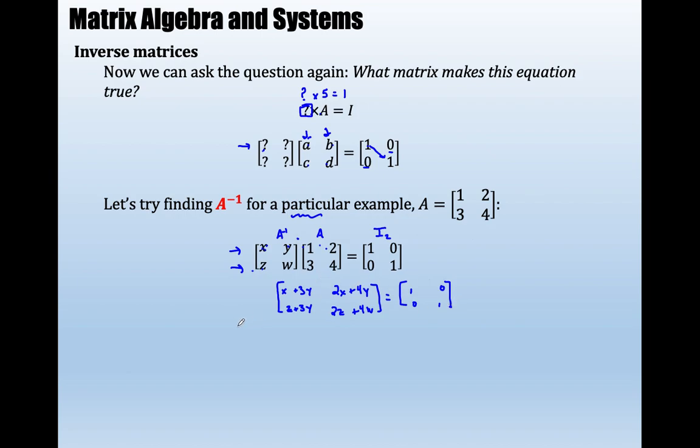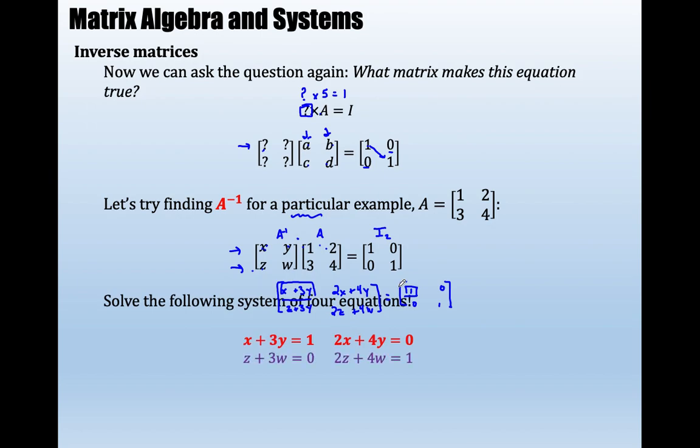Well, what does that mean if I take these out of the matrices? Doesn't that mean, if I now have corresponding elements, that x plus 3y has to equal 1? Right? So I just took all this out of here and made 4 equations, and then these two equations here have x and y in them.